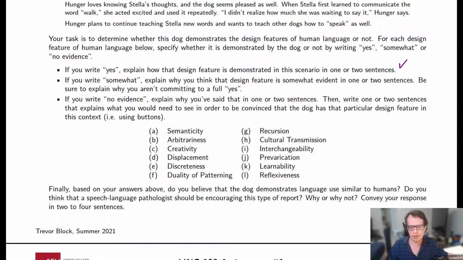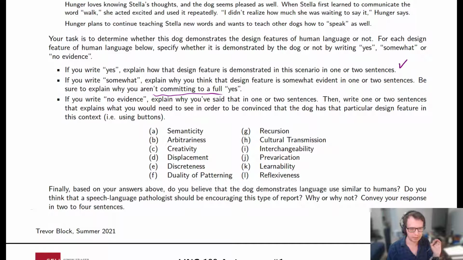If you say somewhat, you would say, well, I think this happened because in this case, this thing, but there's not enough evidence because we didn't see this or that. Try to use somewhat sparingly, but somewhat is a good thing if you don't want to fully commit. Just try to explain why you haven't committed to a yes. Be as concise as you can. And if you write no evidence, explain why you've said no evidence.